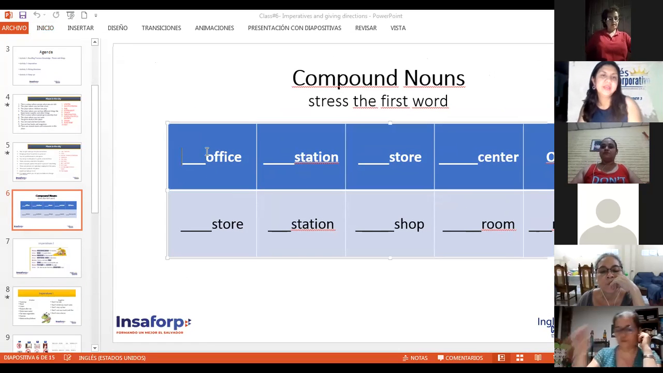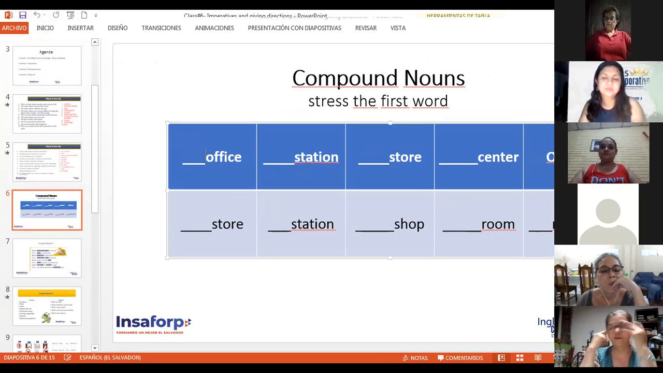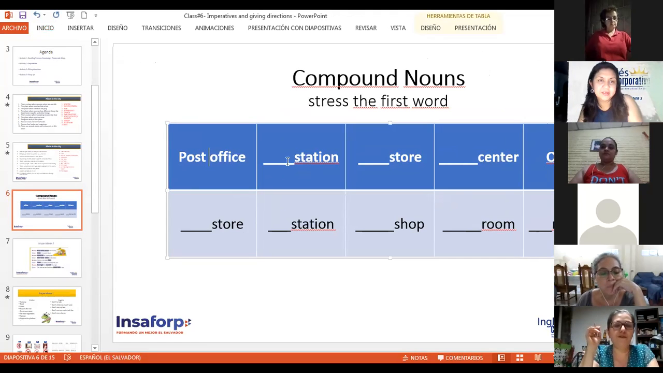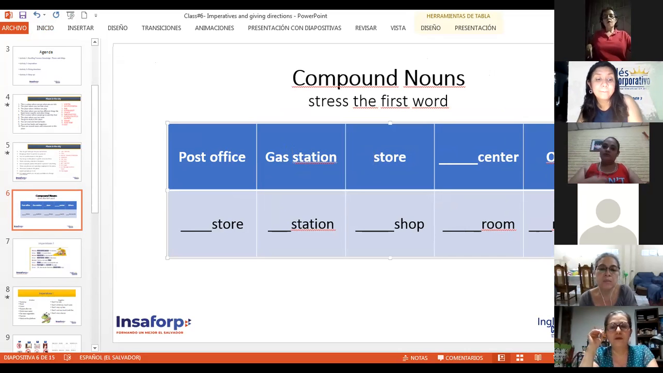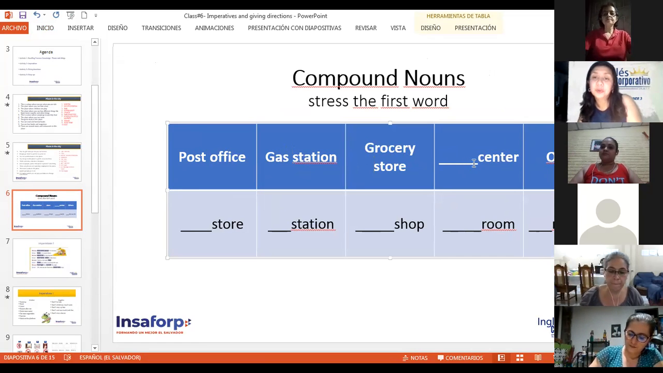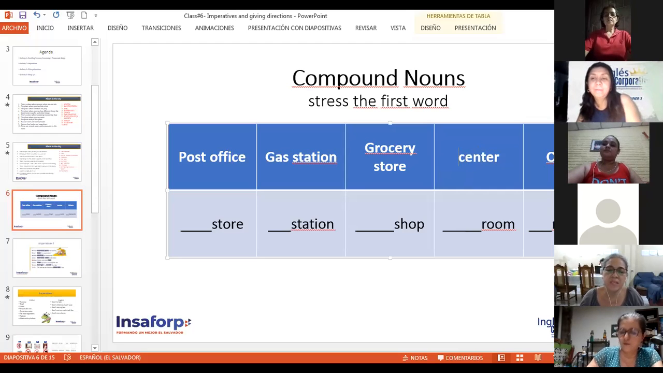Okay, so right here we have the post office. And over here? Gas station. What about Play store? Grocery store. Okay, grocery store. Bookstore. Food store. Shoe store. Shopping center.